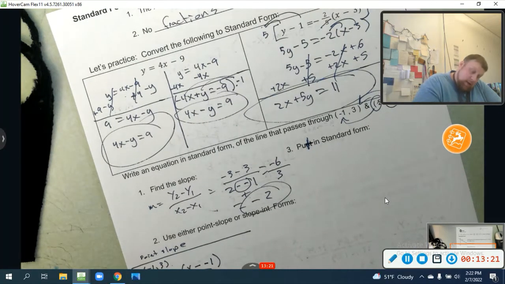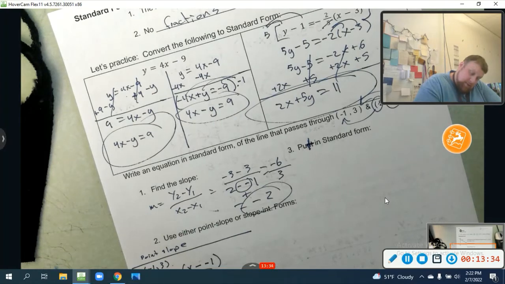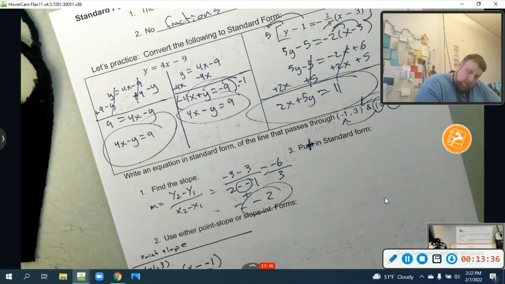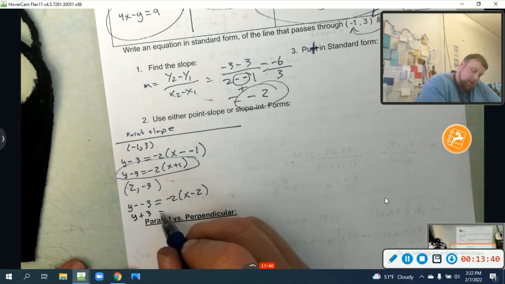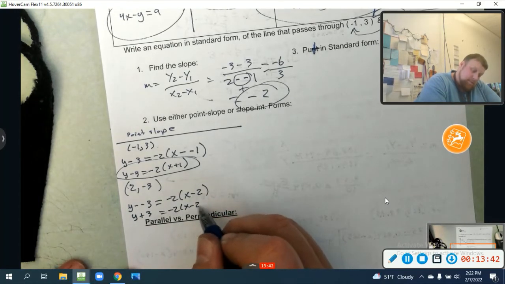Or I could do, for the point 2, negative 3, y minus negative 3 equals negative 2 times x minus 2, which is really just y plus 3 equals negative 2 times x minus 2. Oh, you can't see that. I'm so sorry.